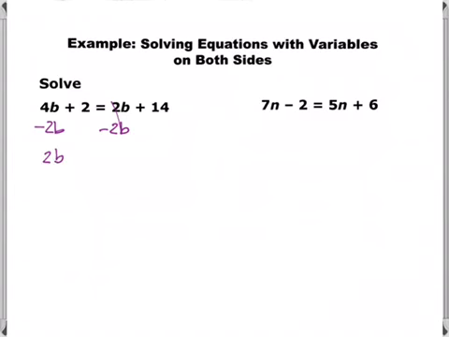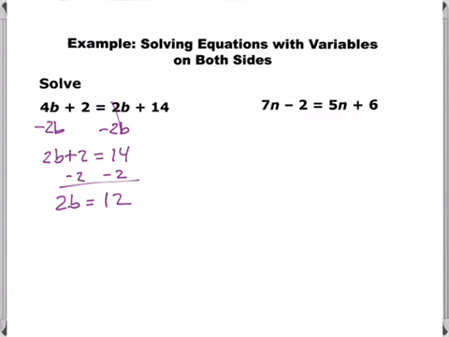I'm left with 2b plus 2 equals 14, because the b's on the right cancel out. Now I'm going to move the constant of 2 by subtracting it. So I subtract 2 from both sides. I've got 2b equals 12. Now I have my variables on the left and my constant on the right.